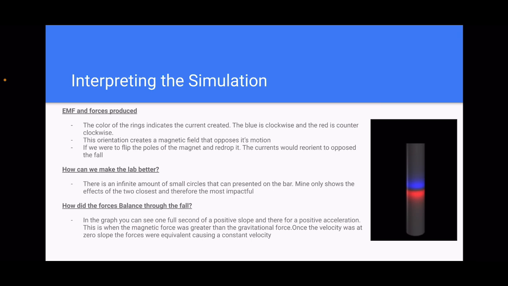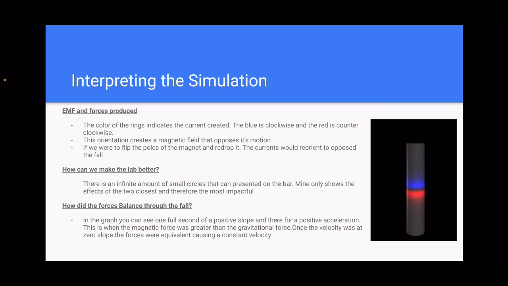Alright, there's an infinite amount of small circles that can be on the bar, and mine only shows the 2 closest rings on there that are the complete loops where the EMF creates a current. And these are going to be the most impactful, and they're the ones that we're analyzing, but technically there are ones along the entire length of the tube. I could put those, and that would make the lab better.